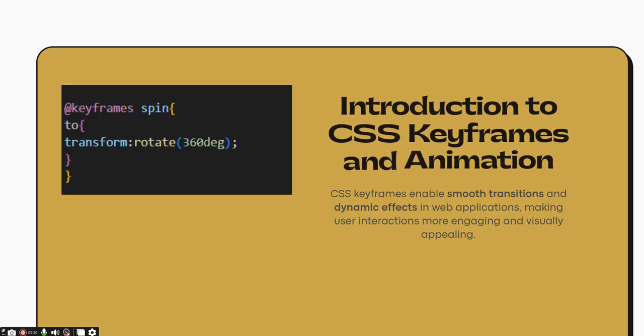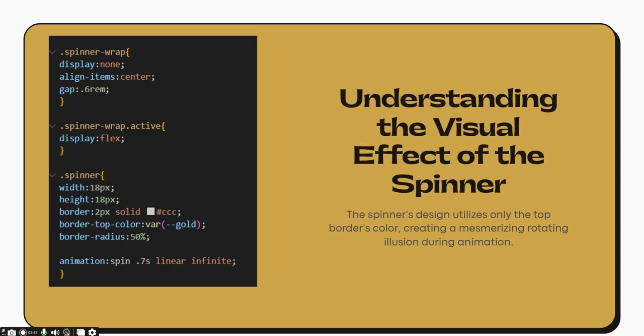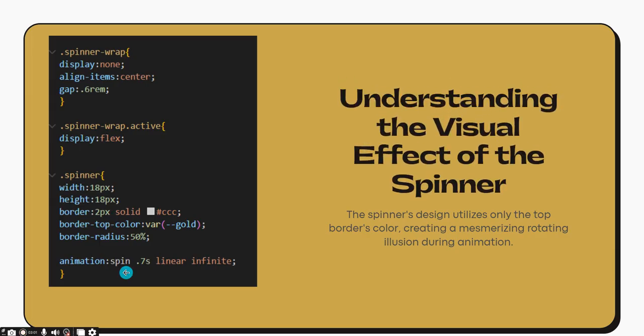So for the keyframes here, wait, no, the spinner comes first. Yeah. So the loading spinner is created using CSS animation here. First, we define the keyframe. This tells the browser that the element should rotate a full circle. Then the animation is applied to the spinner element right here. This causes the spinner to rotate continuously while the data is loading.